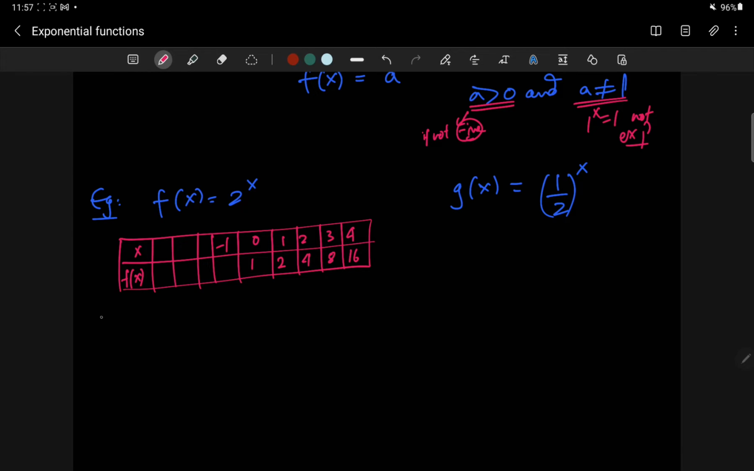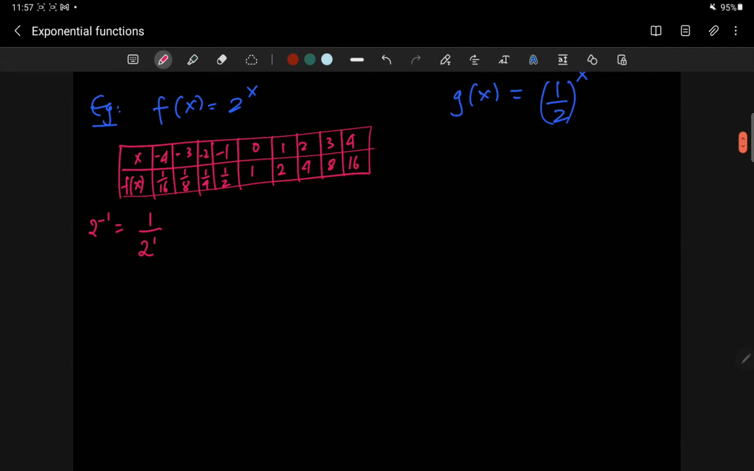What about negative 1? Now 2 to the power negative 1, when you have a negative exponent, it means it's 1 over 2 to the positive version of the same. So this would be 1 half. Similarly, negative 2 would be 1/4, negative 3 would be 1/8, and negative 4 would be 1/16. So what we see is that as my input increases, my output increases. At 0, it is always 1. And as my input decreases, my output decreases. So it goes like that, and it goes like that.